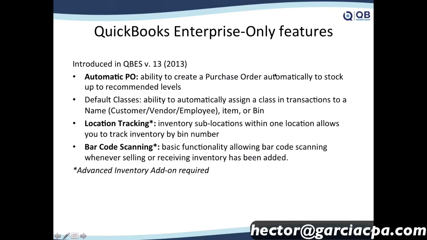Default classes was introduced in 2013. Basically, you can have QuickBooks automatically put a class based on a specific customer, vendor, employee, item, or bin. Now it does location tracking, which means inside of multiple locations, we can do bin tracking. So we can have a warehouse location, and then a sub location inside of a warehouse. And then barcode scanning was introduced in 2013. Location and bin tracking, multiple location bin tracking, and barcode scanning are part of the advanced inventory add-on.